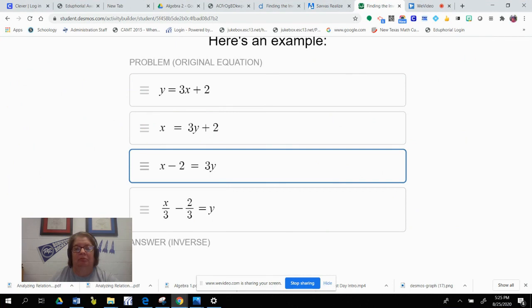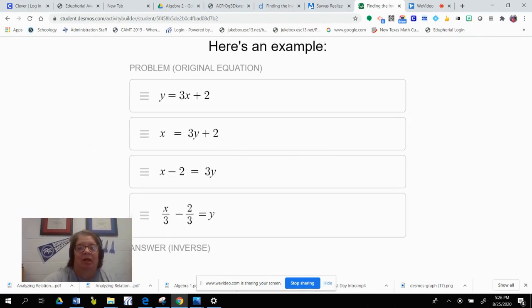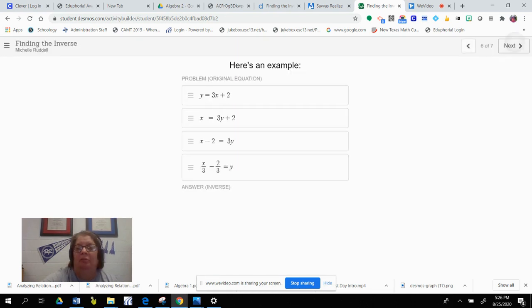All right, let's do another one. Oh, this is moving. This is an ordered list thing where you can move these around. Oh, it didn't move them. Okay.